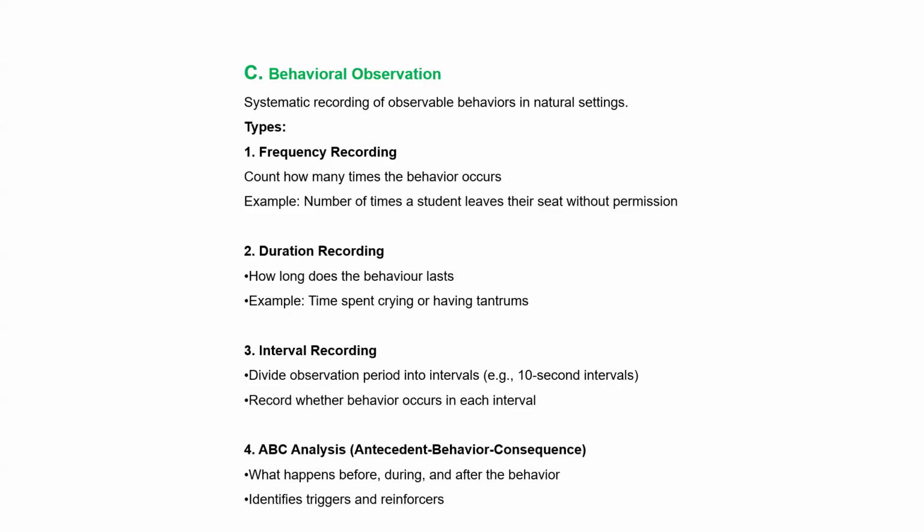There are four types given here. Frequency recording. What is it? Count how many times the behavior occurs. In the classroom, the class teacher or a subject teacher can observe within a 40-minute period and count how many times the behavior occurs. For example, the number of times a student leaves their seat without permission. These things happen in our schools.